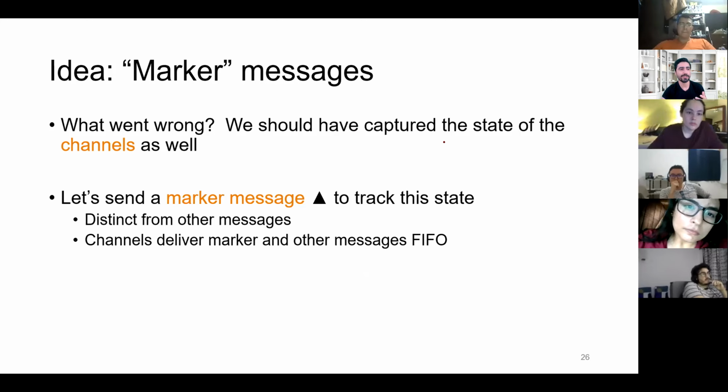We should have captured the state of the channel as well. So what we can do here is define a marker message to track the state of the different processes and also the state of the channels. Imagine this marker message, shown with these graphical representations, distinct from other messages. The channel delivers markers and other messages in first in, first out order, because we said already the channels are first in, first out.